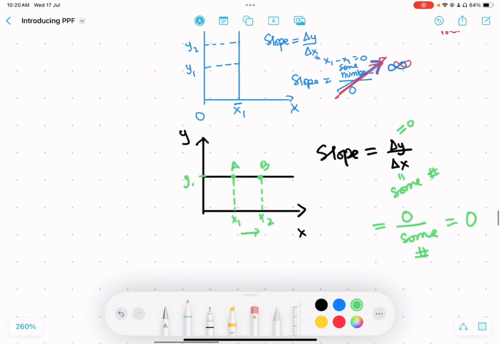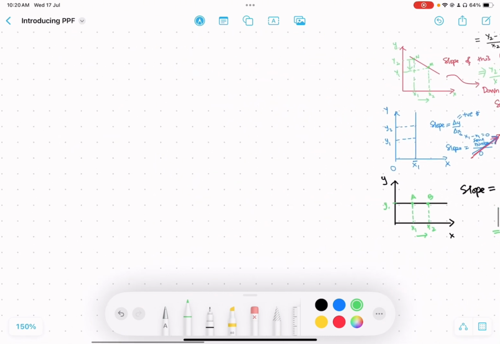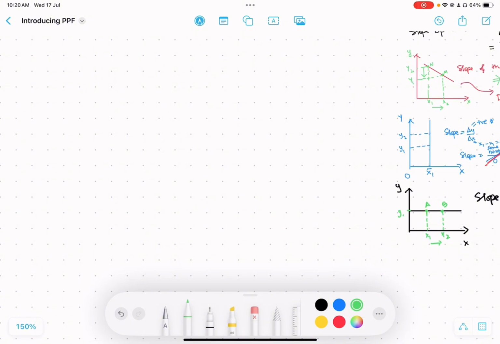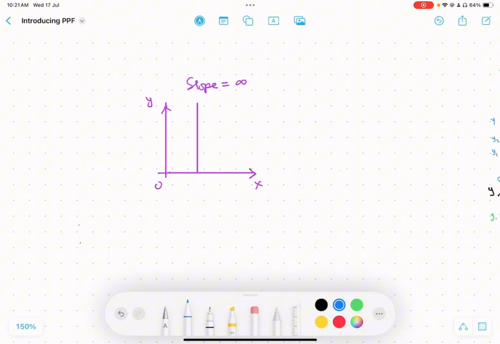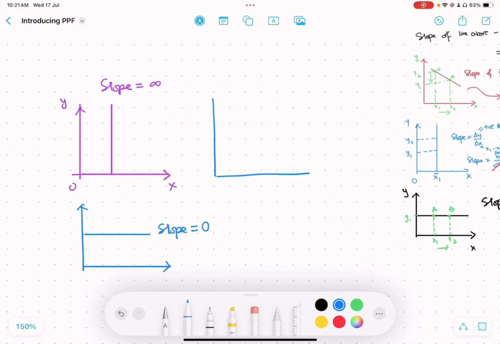So now I'm going to show you a continuum. What do I mean by that? Let's just summarize what we've been saying. When it is vertical, the slope is infinity. On the other hand, when it is horizontal, the slope is 0. So we get the slope values of these two extremes, right? So anything in between is going to be some value between infinity and 0.